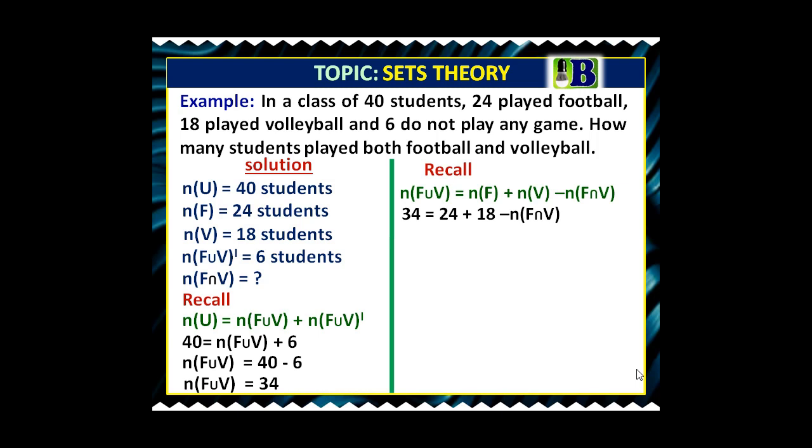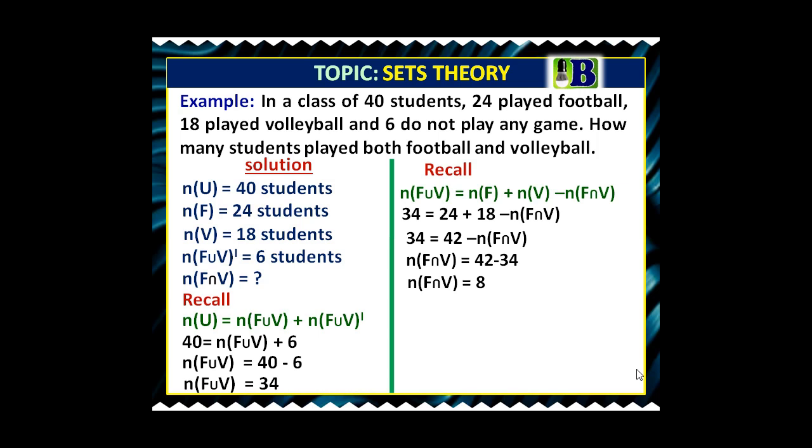We didn't know the intersection. That is the reason why we decided to use notation to display it there. If we rearrange the equation, it's going to look like this: 34 equals 42 minus the intersection. If we make the intersection the subject of the formula, it's going to be 42 minus 34, which is equal to 8.